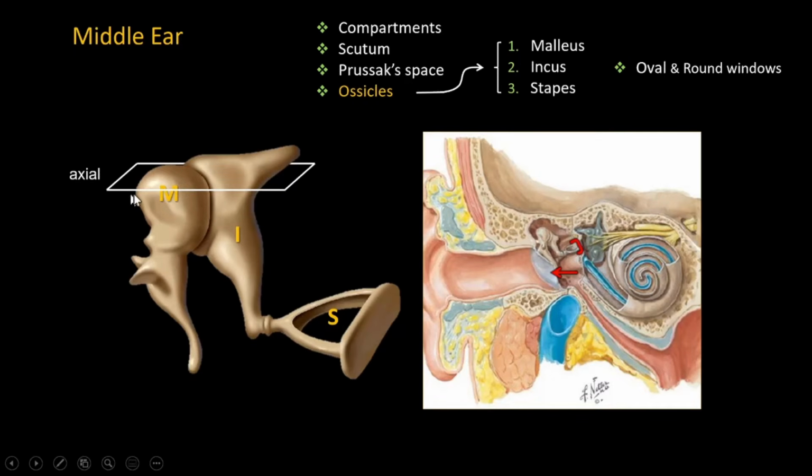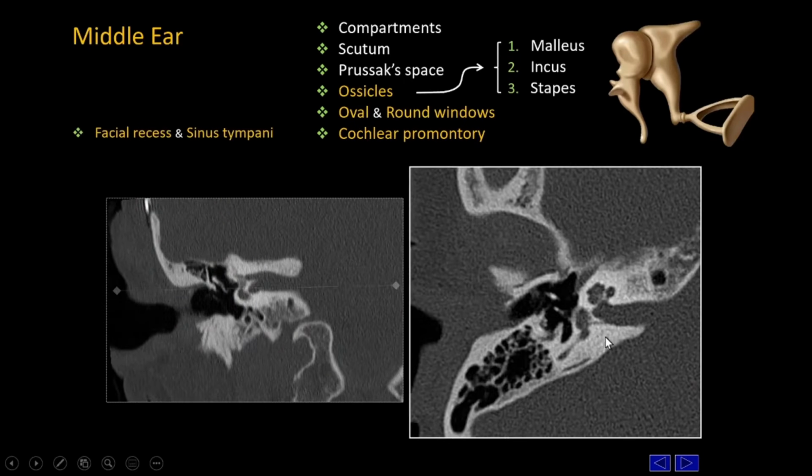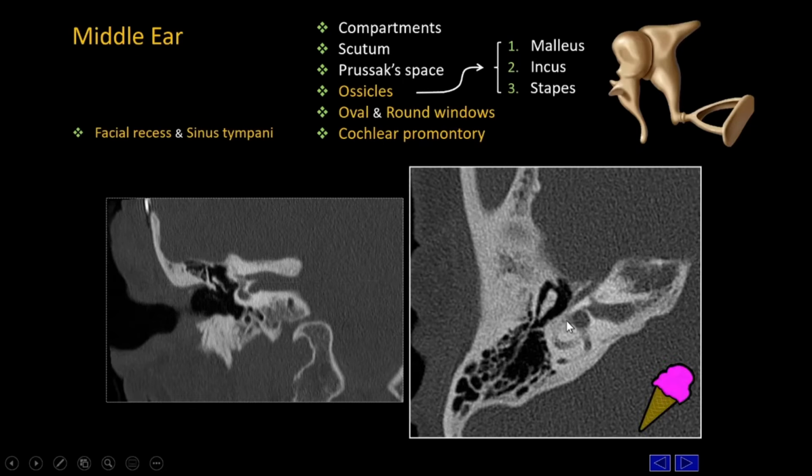On the axial view, if you look from top down, the ossicle, the head of the malleus and the short process of the incus, has that famous ice cream on ice cream cone appearance. For the axial view, you can see the configuration of the ossicles in general is ice cream, which is the head of the malleus, on an ice cream cone, the short process of the incus. So you should have this ice cream on ice cream cone appearance.